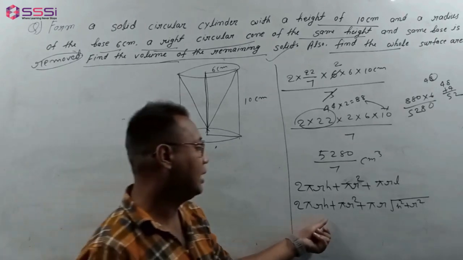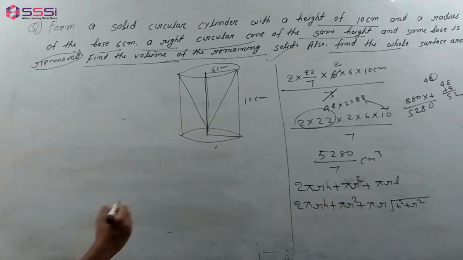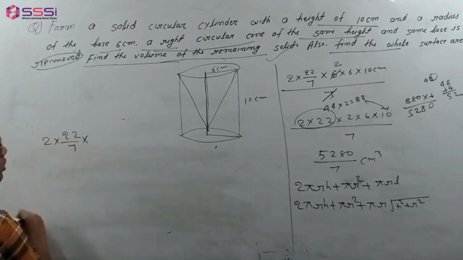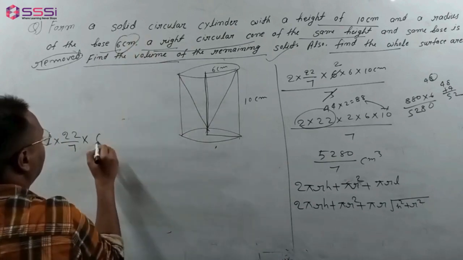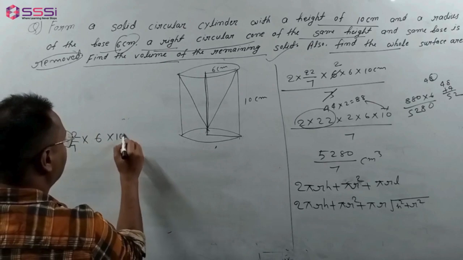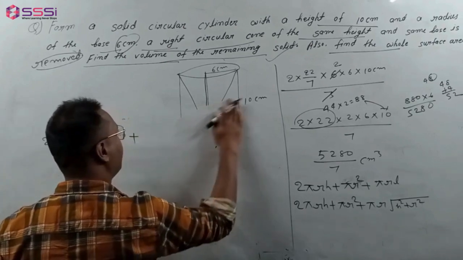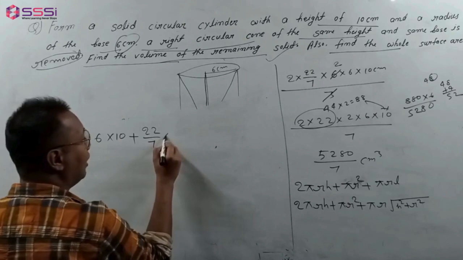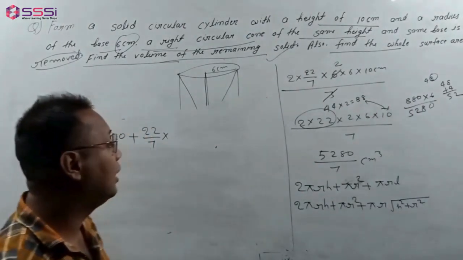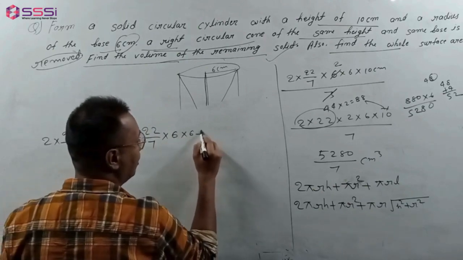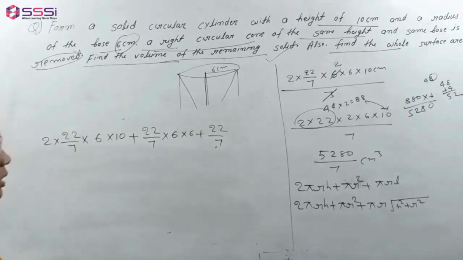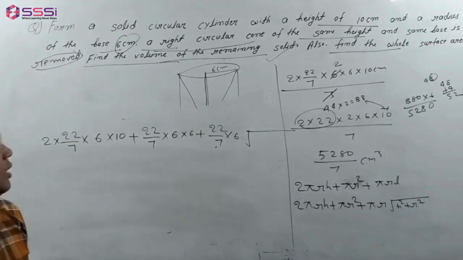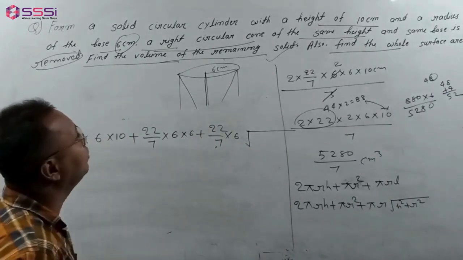Put the value of pi r h plus pi r square and pi r root under r square plus h square. 2 into value of pi equal to 22 by 7 into r is 6 centimeter and h is 10 centimeter plus pi r square, value of pi is 22 by 7 and r square is 6 into 6, plus pi 22 by 7 and r is 6 centimeter, root under h square, h equal to 10 centimeter.